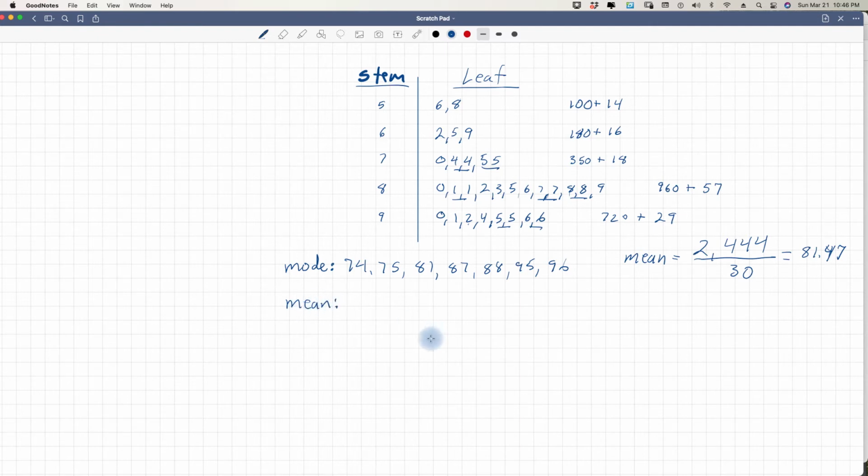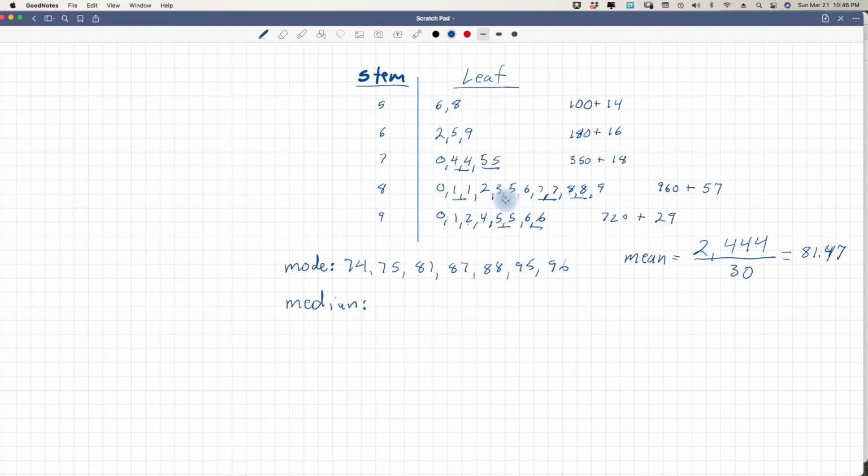We have 30 numbers, so our median. I get mean and median mixed up, I know what they are, but I call them by each other's name. Our median is going to be the middle number. We have 30 numbers, an even number. Half of 30 is 15. So our median is going to be between the 15th and the 16th number.